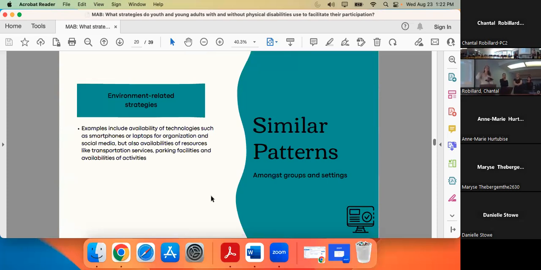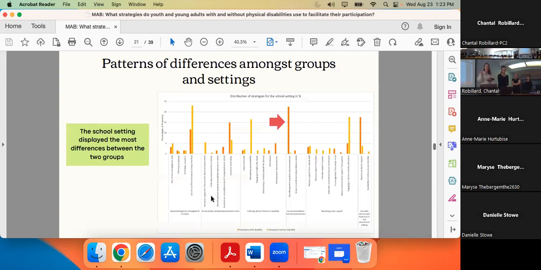And finally, there was a lot of highlight on environment-related strategies. So benefiting from access to, let's say, technologies, to accommodations at work, at school, resources, transportation services, parking facilities, availability of activities, and so on. As for the differences that we noticed between the two groups, well, first, the school setting is the setting where we could observe the most differences between the two groups.